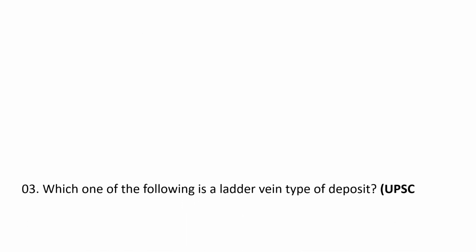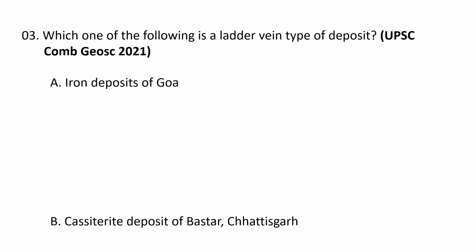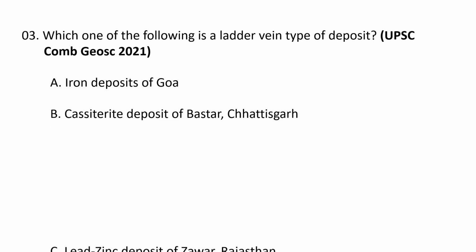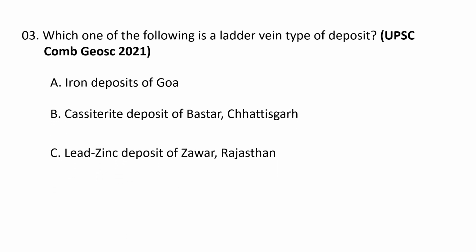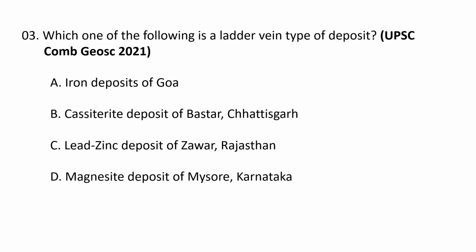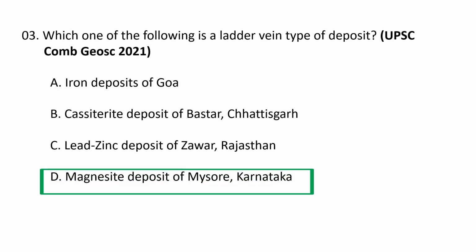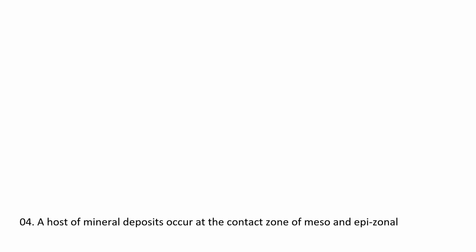Next question. Which one of the following is a ladder vein type of deposit? All these questions are asked in the Combined Geoscientist exam. A. Iron deposits of Goa. B. Cassiterite deposit of Bastar, Chhattisgarh. And C. Lead zinc deposit of Zawar, Rajasthan. And D. Magnesite deposit of Mysore, Karnataka. So here the magnesite deposit of Mysore, Karnataka is an example of a ladder vein type of deposit.